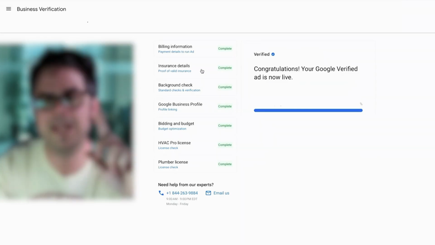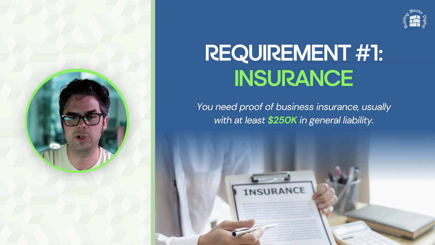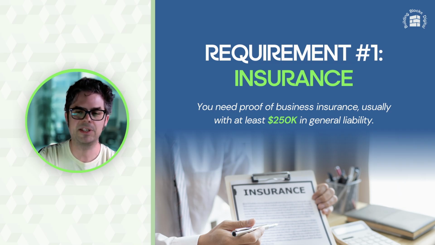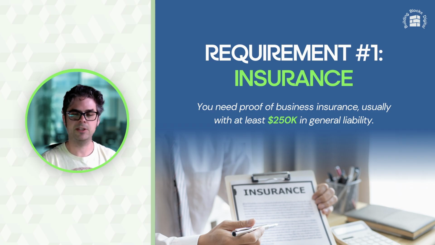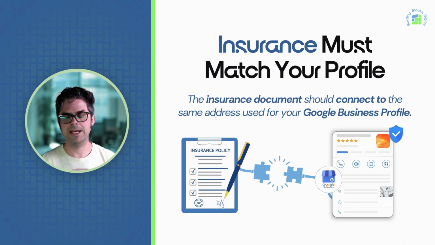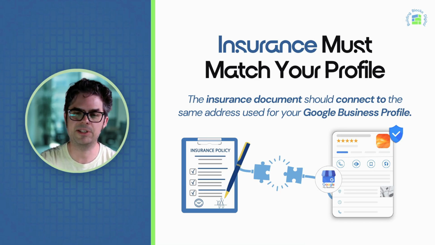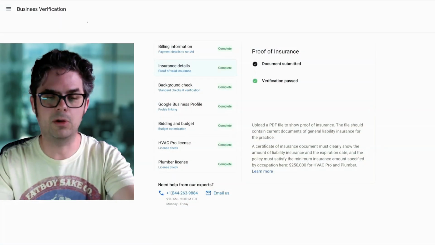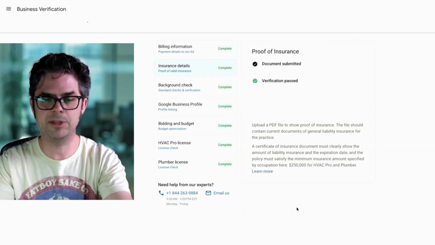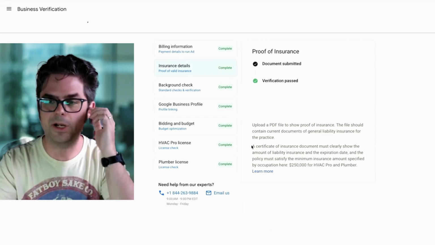The first thing you need to have access to is your insurance, right? You need to have a certain amount of insurance for your business. I think it's at least $250K in your general liability. And that document needs to be tied to the same address as your Google business profile. Then you'll submit that insurance as part of the process, and they'll let you know if it passed. If it didn't, they'll usually tell you why. If not, you can always call the number for local service ads here at the bottom of the screen, and ask them why it didn't pass.